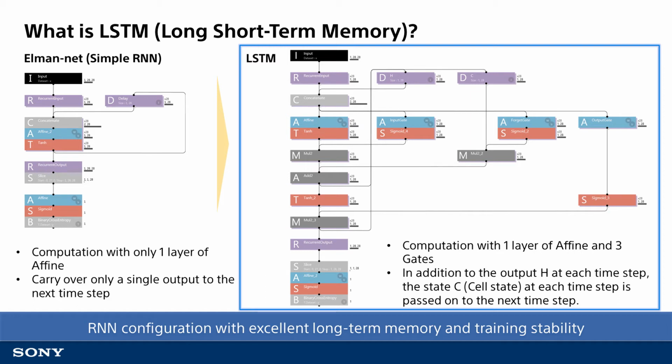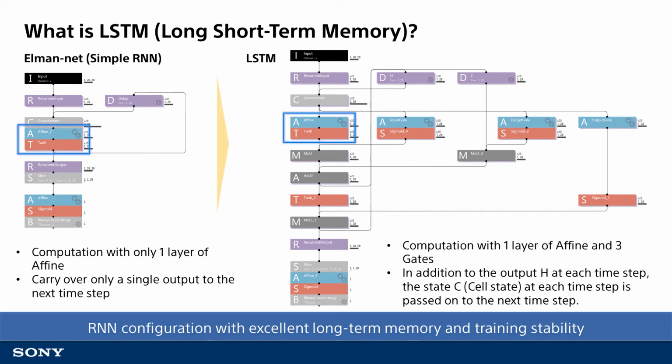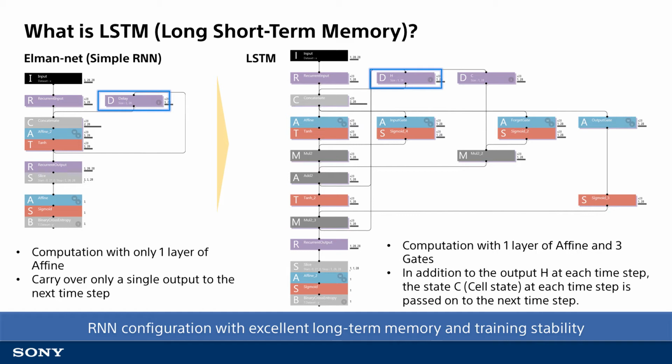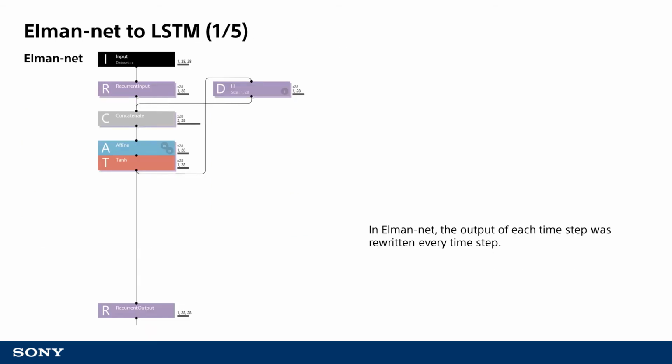Once you know it, it's not so complicated, so you don't have to worry about it. One change from Elman-net is that this LSTM has 3 additional gates in addition to affine and tanh, which were also in Elman-net. In Elman-net, only the hidden state of each computation result is carried over to the next time step, but in LSTM, in addition to this, information called cell state is carried over to the next time step. Now, I will explain the structure of LSTM.